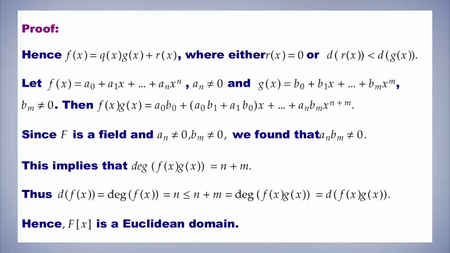Thus, d(f(x)) equals the degree of f(x), which is equal to n, which is less than or equal to n + m, which is equal to the degree of f(x)g(x), which equals d(f(x)g(x)). Hence, F[x] is a Euclidean domain.